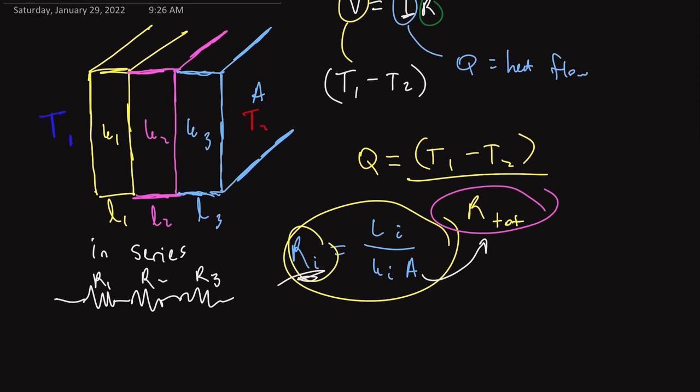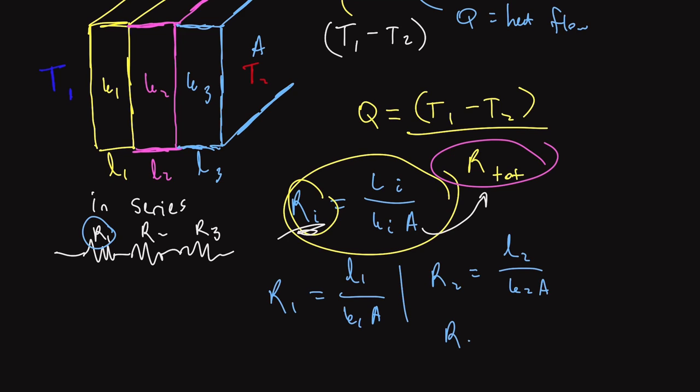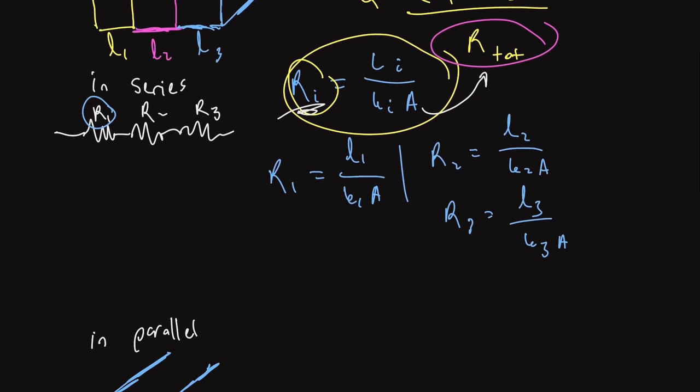By doing that, what we really arrive at here is the following. R1 here is really just equal to the length L1 divided by k sub 1 times its area A. Then we just do this for the other ones. R2 is equal to L2 over K2 times A. And then R3 is equal to L3 over K3 times A. And all we do is add these up. It's pretty straightforward algebra by this point.